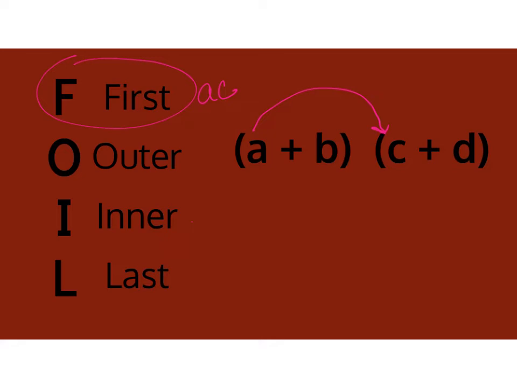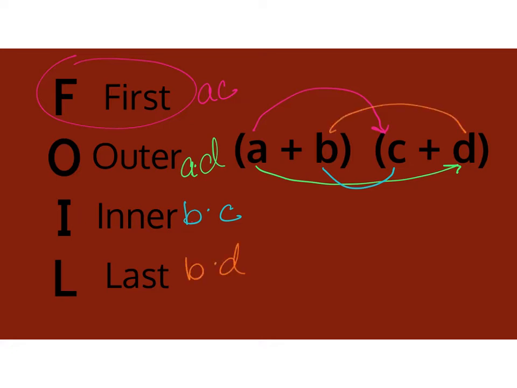The O is for outer. So we're talking about these two guys. So this would be A times D. Then, for inner, we're talking about these right here. So this would be B times C. And then last but not least, we're talking about last, which would be B times D. So these are all the combinations that we can get to multiply each of these values together.